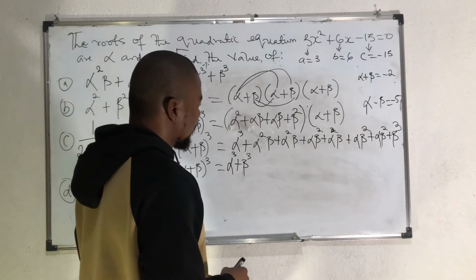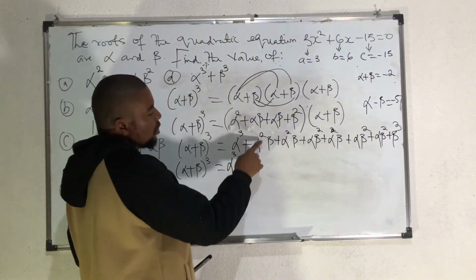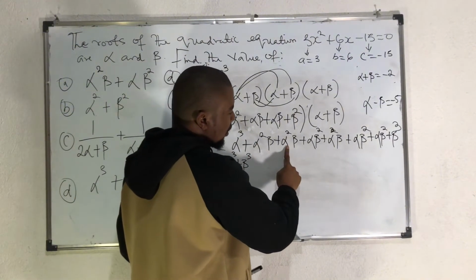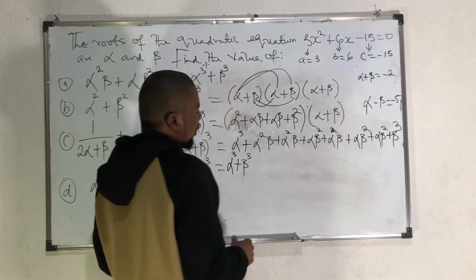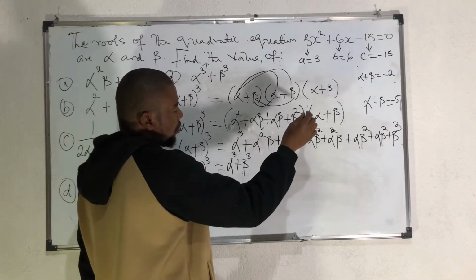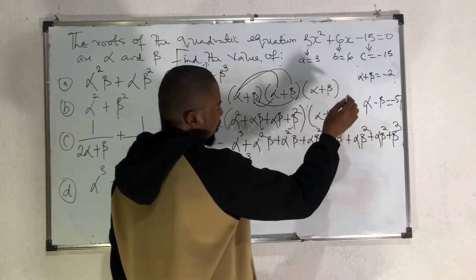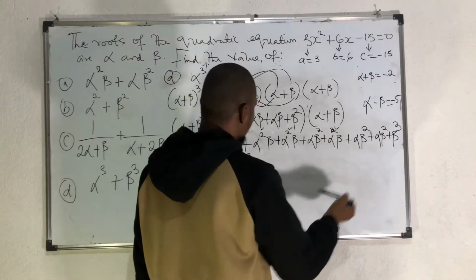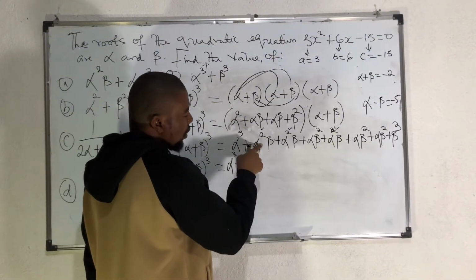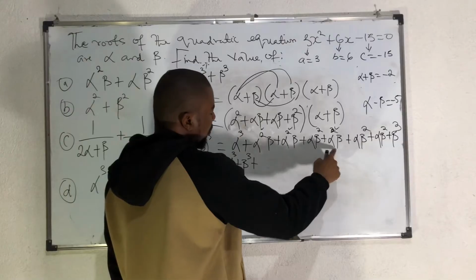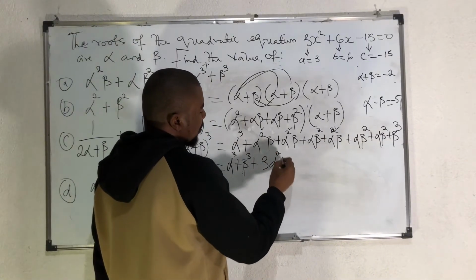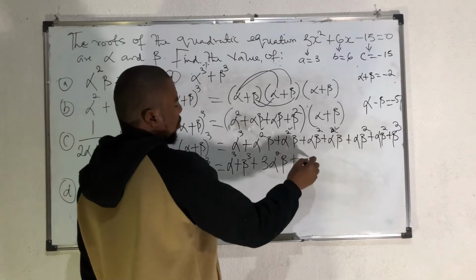Let's collect like terms. We have alpha squared beta, and alpha squared beta. So we have alpha squared beta 1, alpha squared beta 2, and alpha squared beta 3. Do we have it here again? No. So let's just write it here. There are 3 of them. This is the first one, this is the second, and this is the third. Therefore, we write plus 3 alpha squared beta.